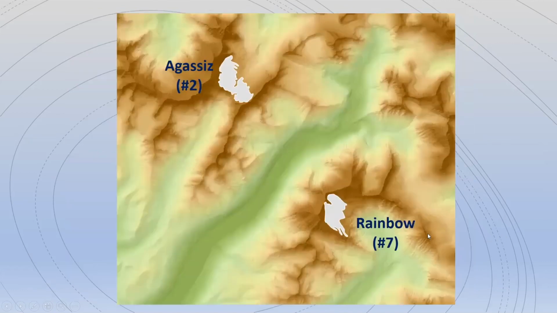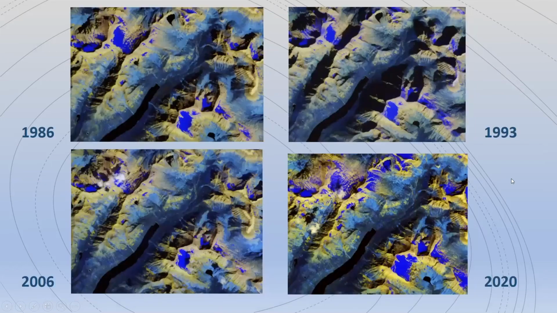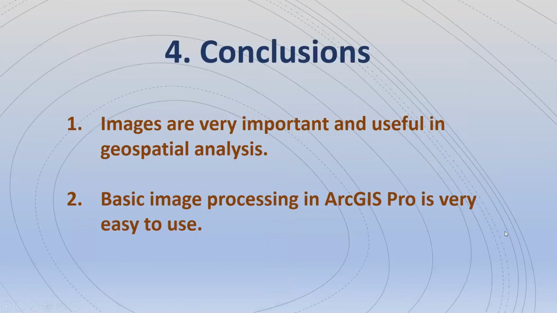The second area that they looked at is the northwest corner of the national park. And there are two big glaciers in the area. So this is the result. You can see that it's very similar to the earlier one. This is Rainbow Glacier. You can see that it reduced in size between 1986 and 1993. And it further reduced from 1993 to 2006. But again, in 2020, the size actually increased.